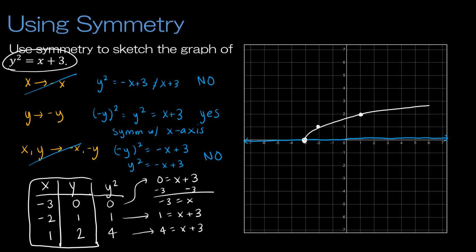which we can see is half of a parabola. And because this is symmetric to the x-axis, I can really just flip those points to the opposite side of the x-axis and come up with the remainder of my graph.